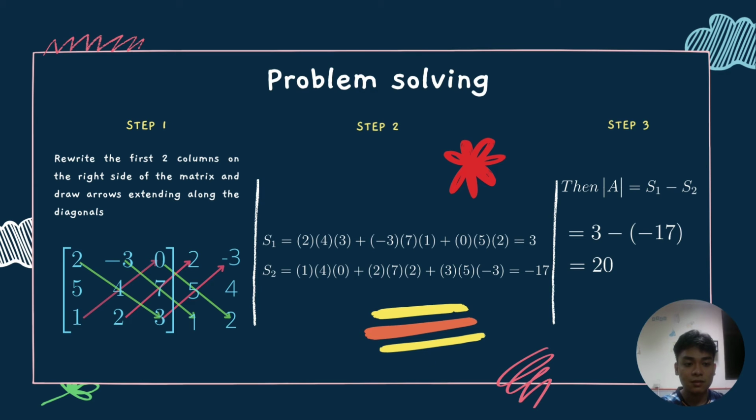Step 2, calculate S1 and S2 by adding all the products of the numbers on the arrows. And then we have step 3, where the determinant of A equals S1 minus S2, which is 3 minus -17, equals 20.